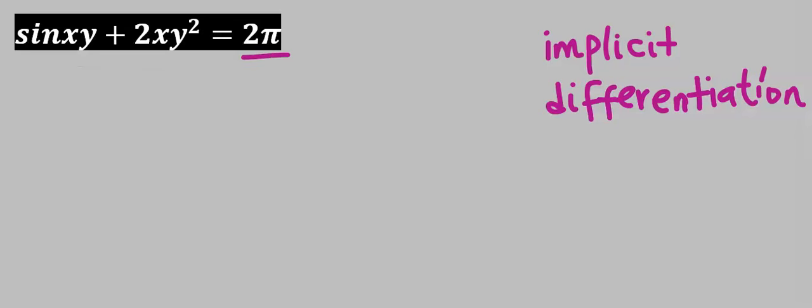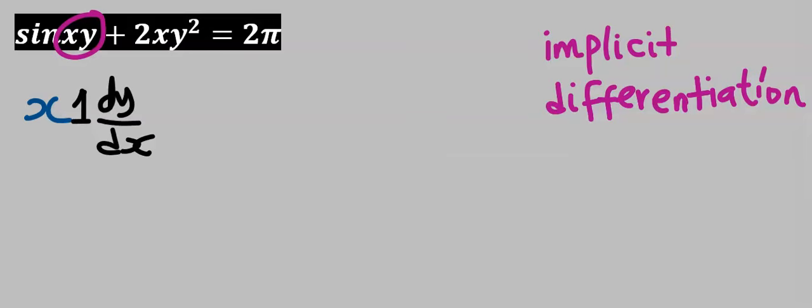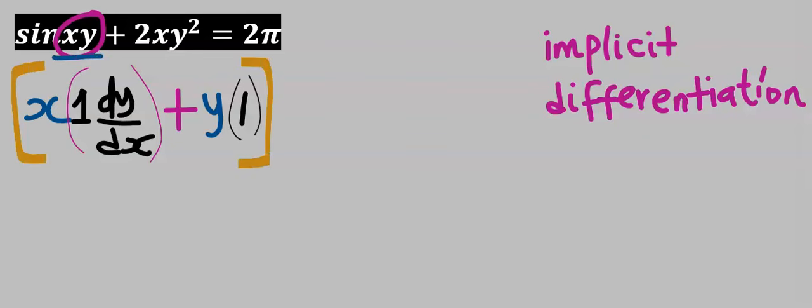This is 2 pi. It got neither x nor y. Step number 1. We're going to differentiate xy. We're going to keep x constant and differentiate y, which is going to be 1. However, we're going to multiply that with dy over dx according to the rule of implicit differentiation. Next, according to product rule, we have a plus. Next, we're going to keep y constant. And when we differentiate x, it's going to be 1. We are done with xy.